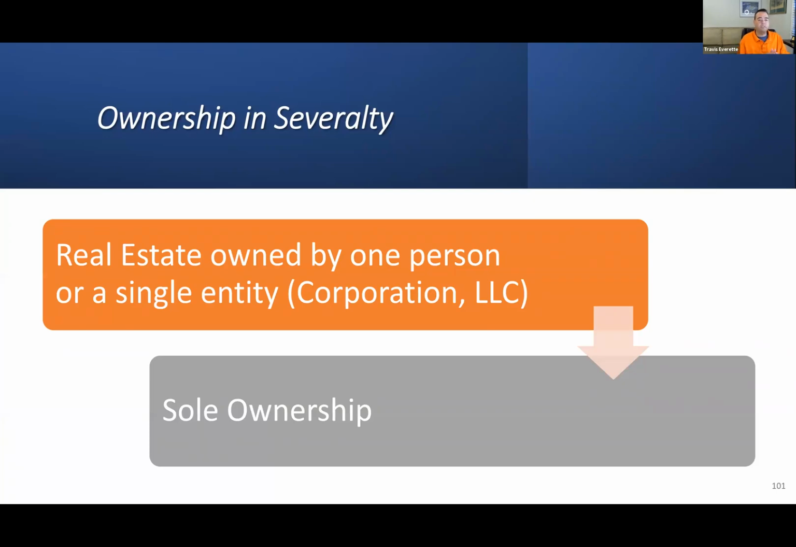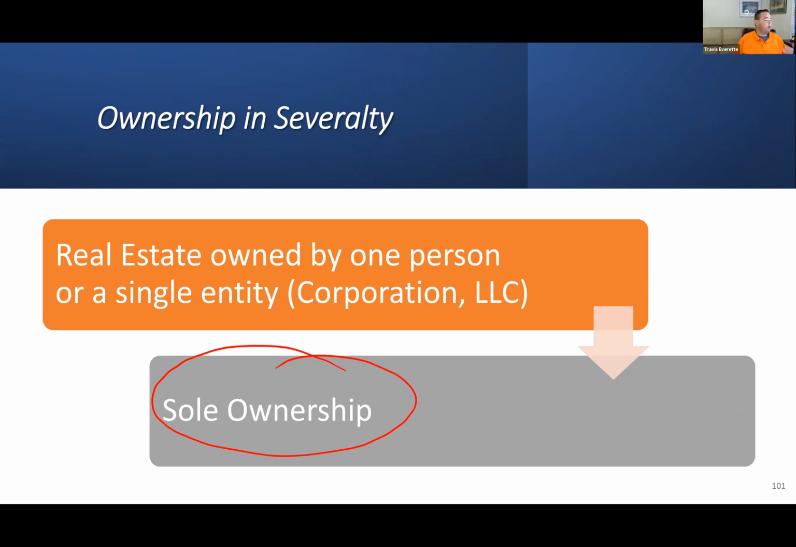But before we get into the shared ones, let's go ahead and put a name on the one that we've been talking about all along. Up to this point, when we've left everything singular, we were actually talking about something called ownership in severalty. Now that's a kind of weird vocabulary word because I think people see that and they're like, ownership in severalty, that sounds like there would be several owners. There would be more than one. The truth is ownership in severalty is the same thing as sole ownership, singular ownership.